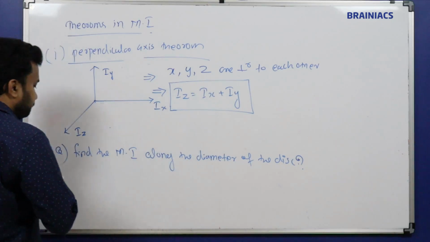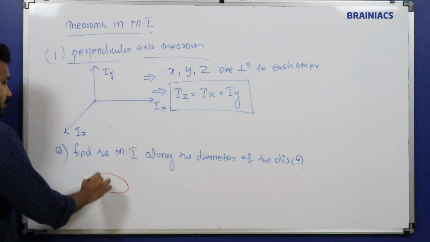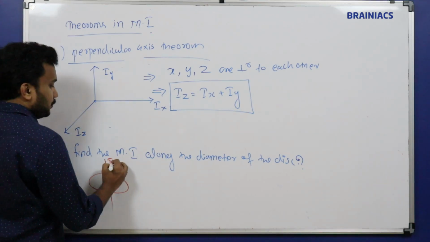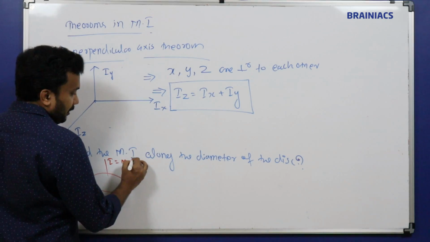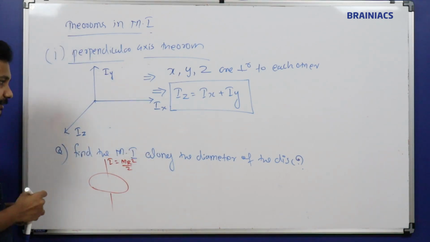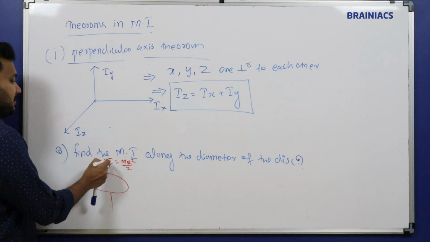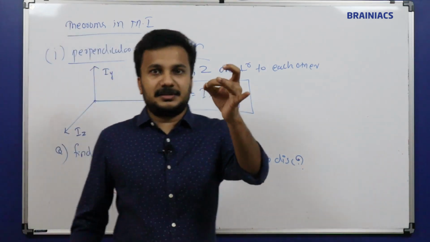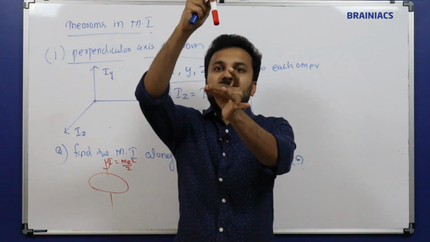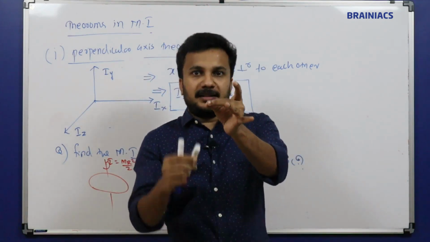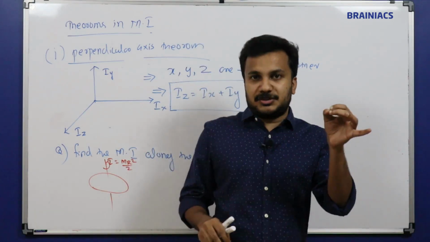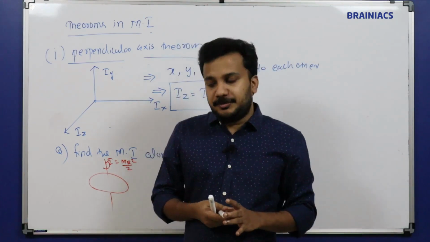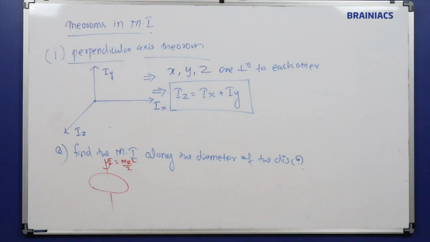So we know the disk structure. We know the moment of inertia about the axis passing through the center, perpendicular to the disk, and this value is equal to MR square by 2. This we have already learned: the moment of inertia of a disk when this is the axis of rotation. But in our case we want to find the moment of inertia along the diameter.